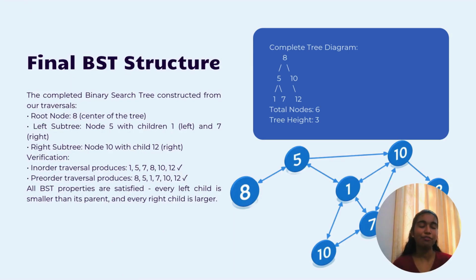Here we can see the final BST. The root is 8. The left subtree contains 5 with children 1 and 7. The right subtree contains 10 with child 12. Now we verify the tree. If we perform pre-order traversal, we get 8, 5, 1, 7, 10 and 12. If we perform in-order traversal, we get 1, 5, 7, 8, 10 and 12. Both sequences match perfectly. So the reconstruction is correct.